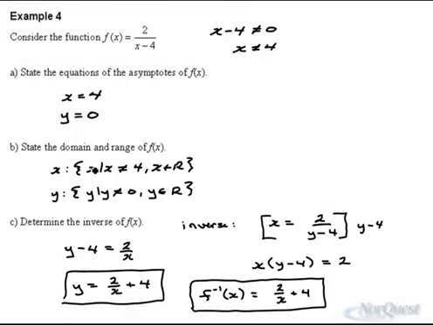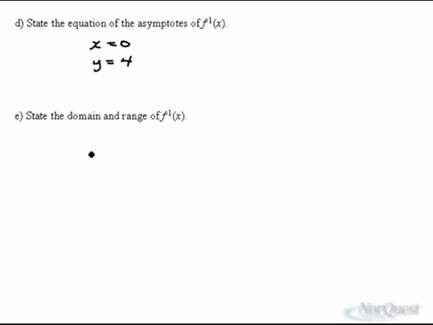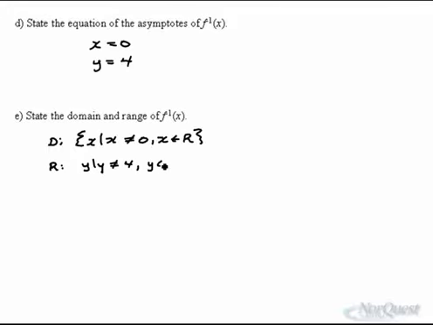What does it mean for the domain? Well, you switch the domain. What was originally the domain is now the range. What was originally the range is now the domain. So on the inverse, we will now write the domain as x such that x cannot be equal to 0, and the range as y such that y cannot be equal to 4.